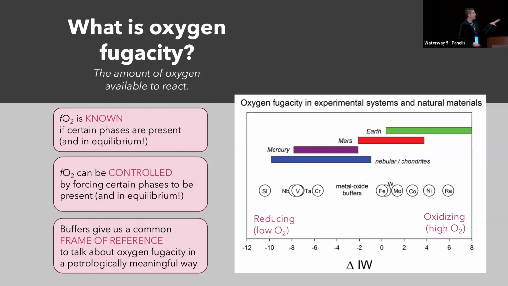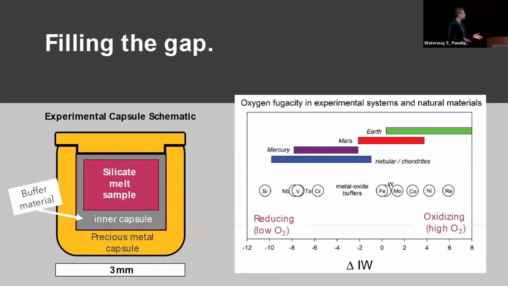And we also talk about them based on these buffers, so iron and iron oxide, for example, because it gives us a frame of reference rather than citing this number, which is actually a log scale. So we don't want to talk about 10 to the minus 12. We talk about how far you are away from one of these buffers.